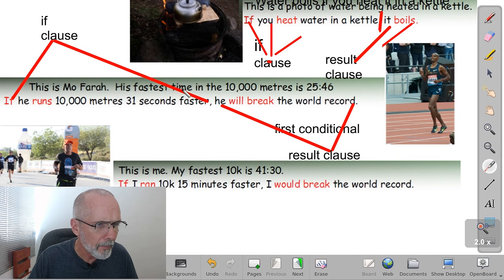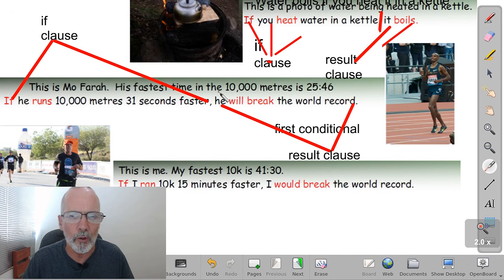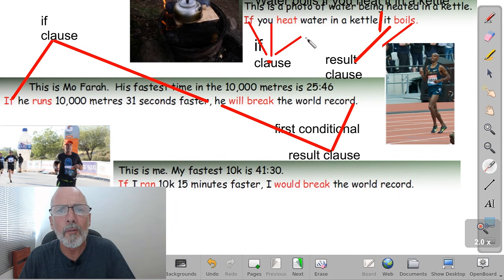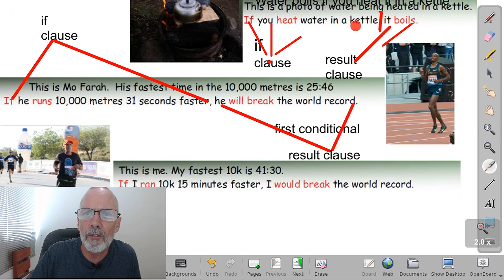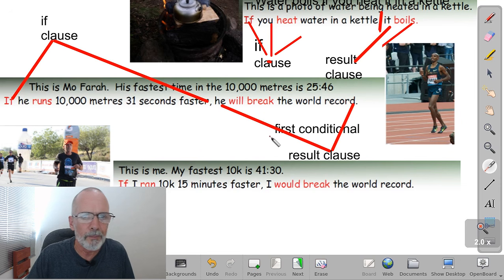And it's the same one here. The same here, we have an if clause. If he runs 10,000 meters 31 seconds faster, that's the imaginary situation, he will break the world record. So in both of these we have an if clause: if you heat water in a kettle, if he runs 10,000 meters 31 seconds faster, and we have a result: it boils, he will break the world record.